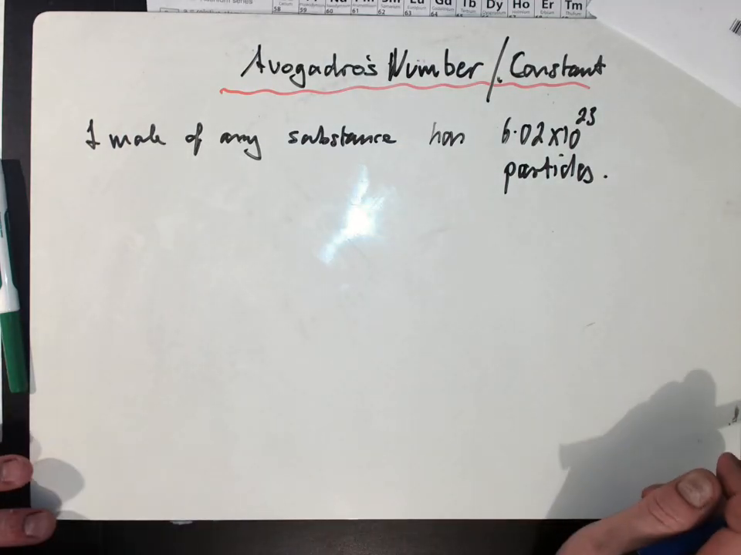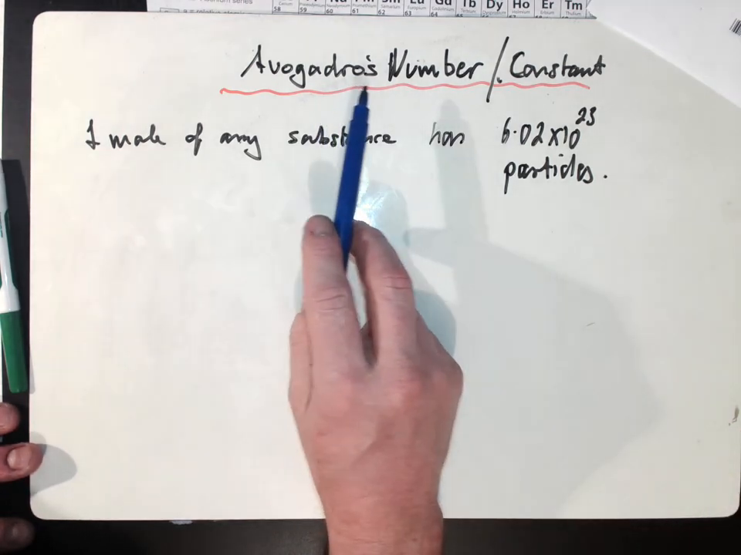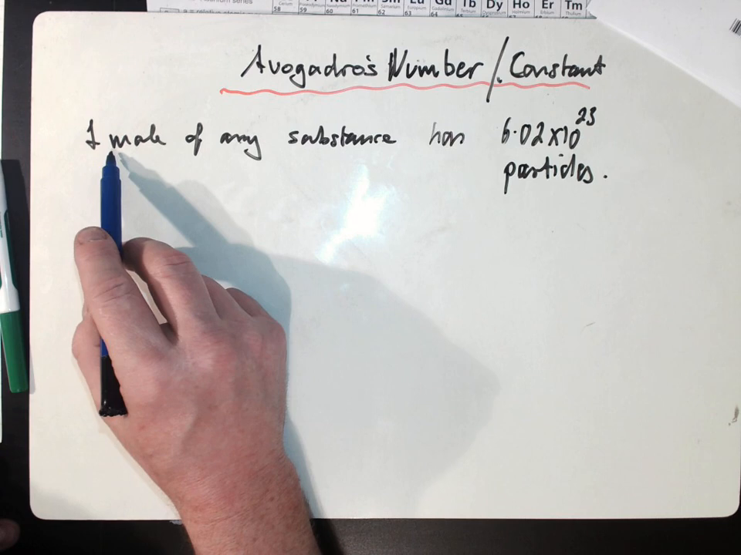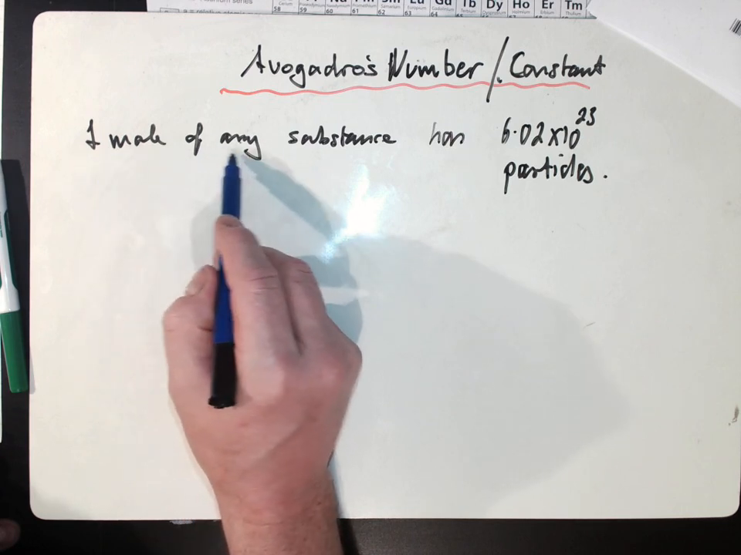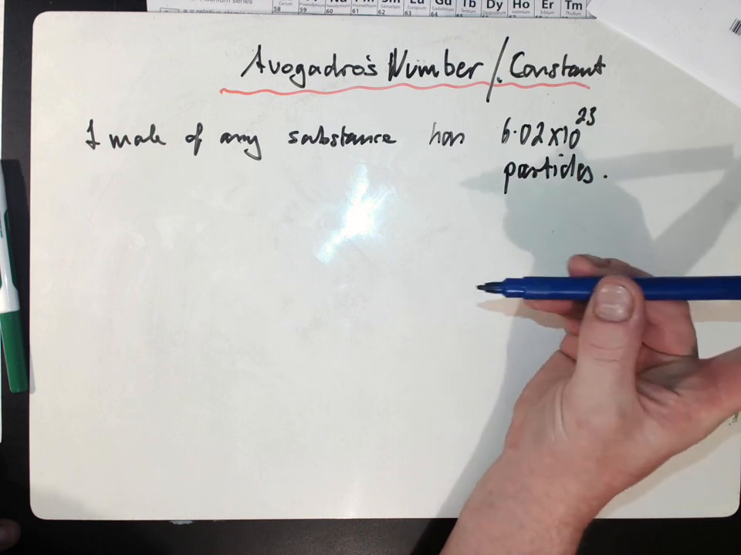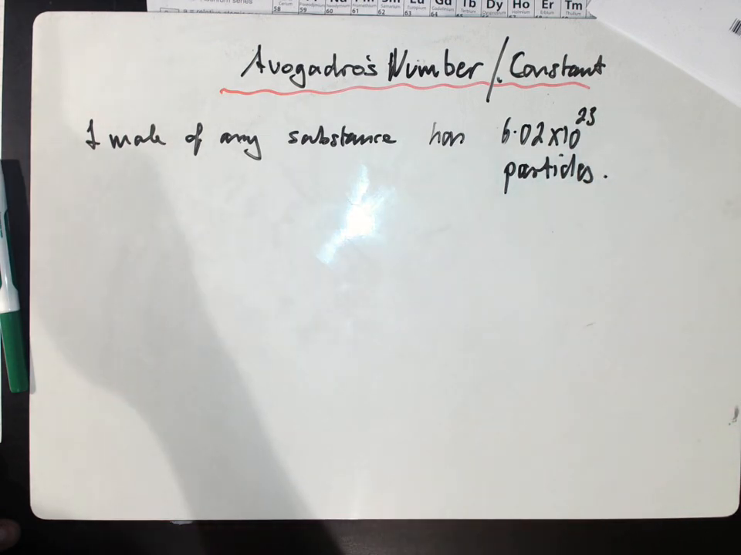Okay, so we're going to look at some calculations involving Avogadro's number, something called Avogadro's constant. But the key thing is that 1 mole of any substance contains 6.02 times 10 to the 23 particles. We'll start off with some really nice simple ones, and then work our way up into a few more difficult ones, and ones that I've seen crop up on exam papers that catch students out.